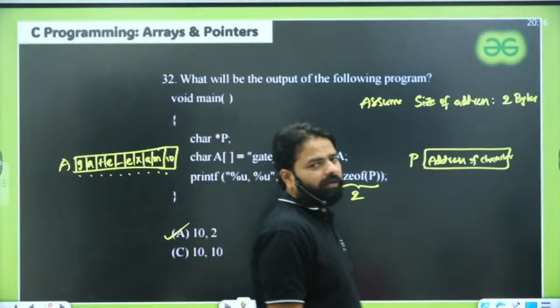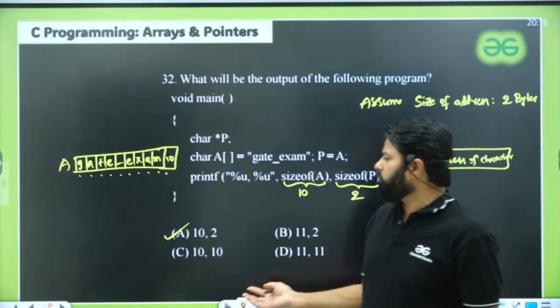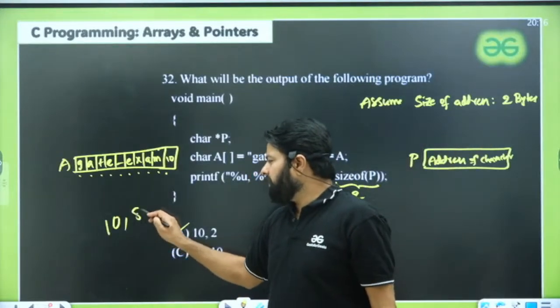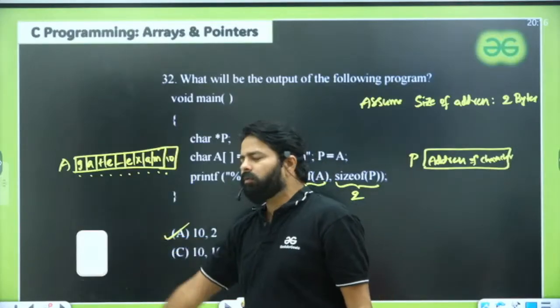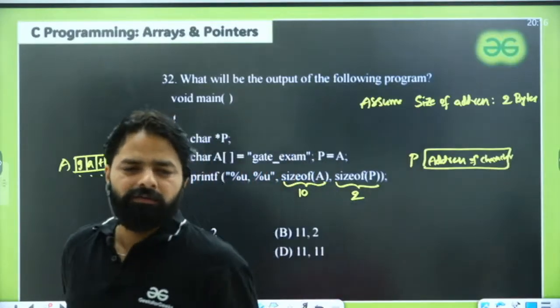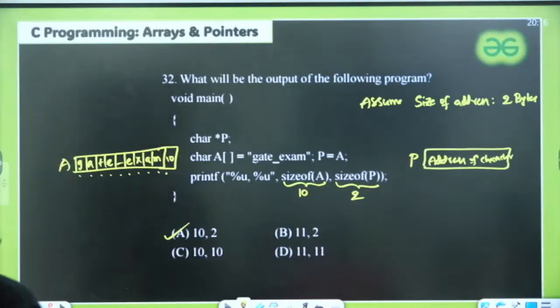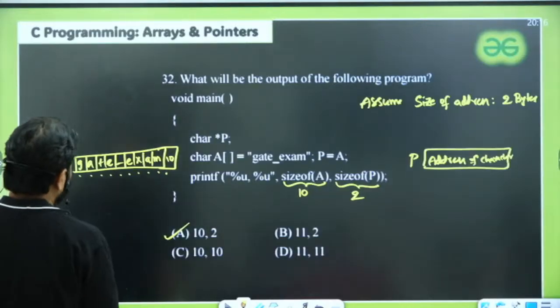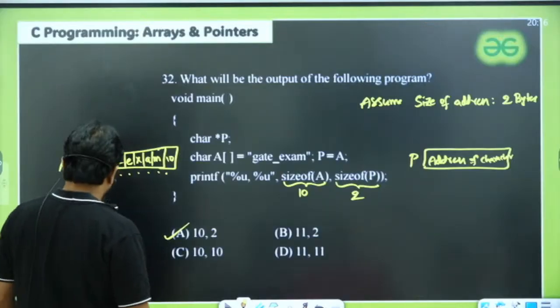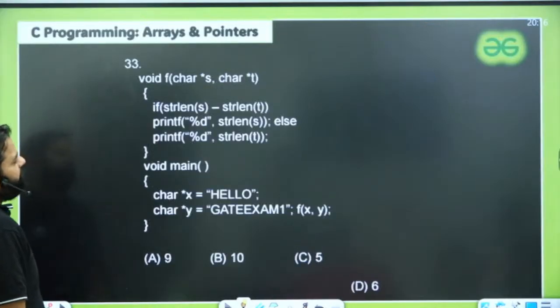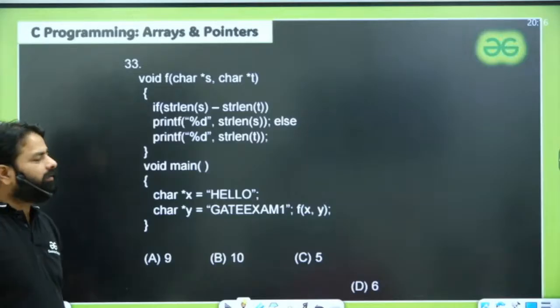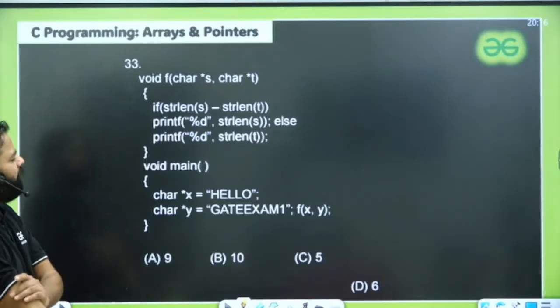But remember, when you run this on a computer, mostly 10, 8 prints in today's compiler. That's what I tested. Today I just ran the online compiler, which gave 10, 8 because 8 was the address size. Okay. Yeah. I hope you understood, right?